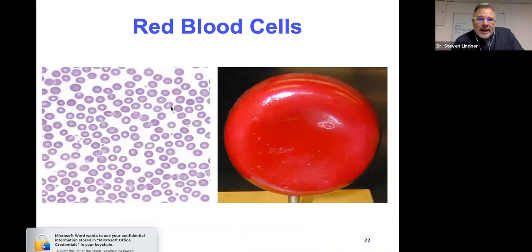So when we look at a slide, this is blood, this is your red blood cell. We can see it's concave on both sides. Each of these is a red blood cell. And what's between each blood cell here, notice there's lots of matrix.